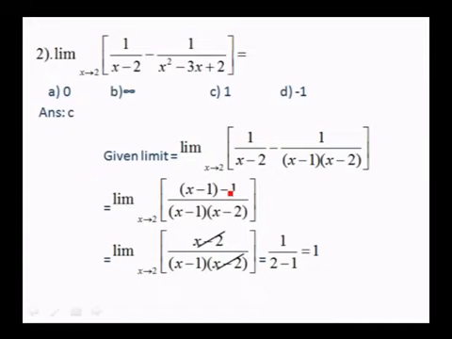It is x minus 1 minus 1 in the numerator. So, if you cancel x minus 2, you get 1 over x minus 1. Now, allow x to tend to 2, 1 over 2 minus 1 is equal to 1. So, 1 is the option. Answer is C.